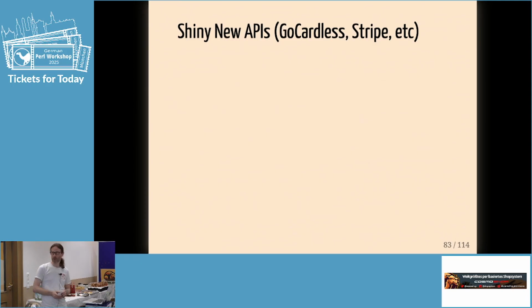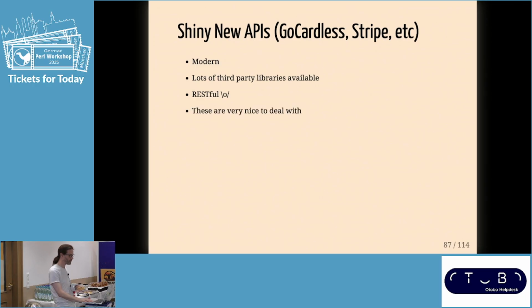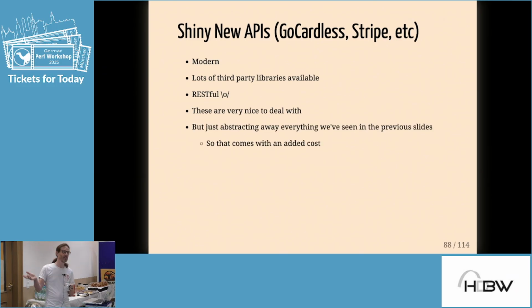What about some more modern, newer kind of stuff? So shiny new APIs, GoCardless, Stripe. Yeah, modern. Lots of third-party libraries are available for this stuff. RESTful. REST meaning reinvented every single time, as I say. These are very nice to deal with, but they're just abstracting all the stuff that I just showed. So that comes with an added cost. They're handling the technical annoyances around all this.